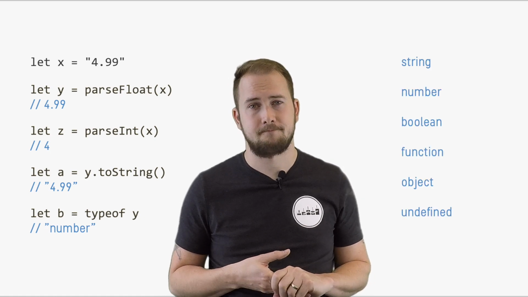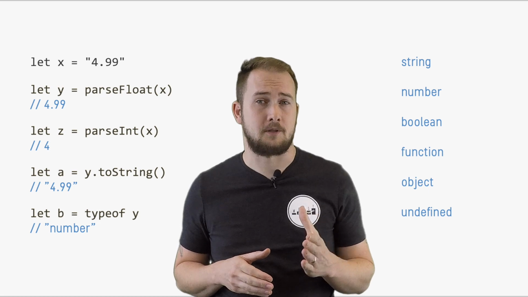It's also useful to know which data type is currently being used for a given variable. To find out, we use the typeOf keyword, followed by a space and the name of the variable we want to check. The result of this is a string identifying the data type, and should be one of the following.